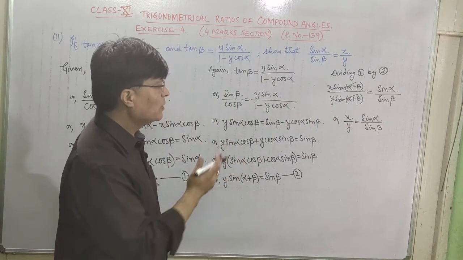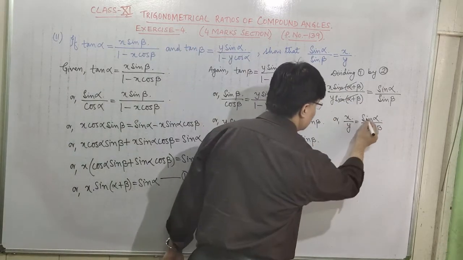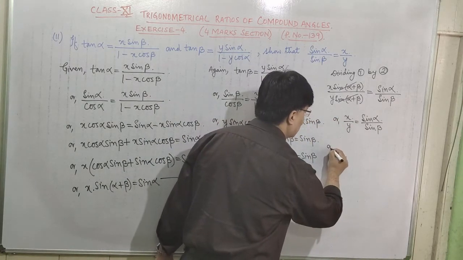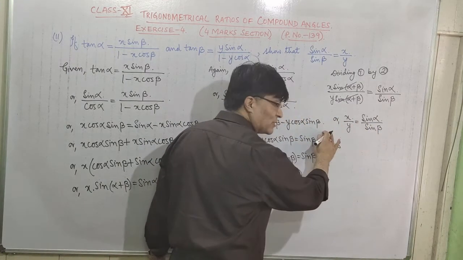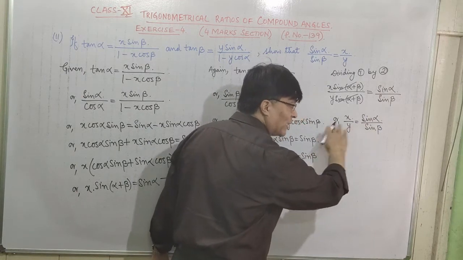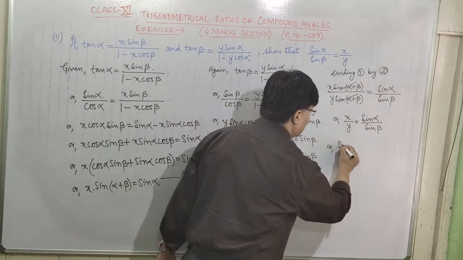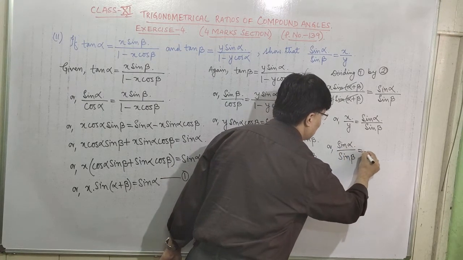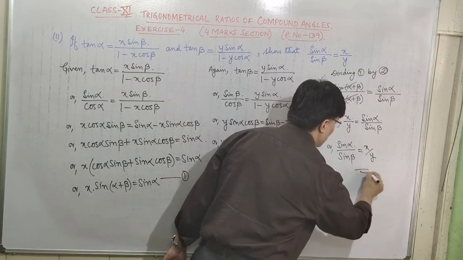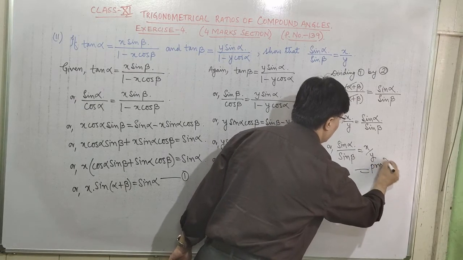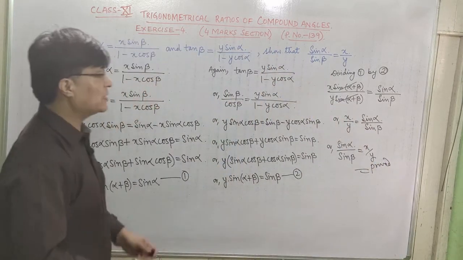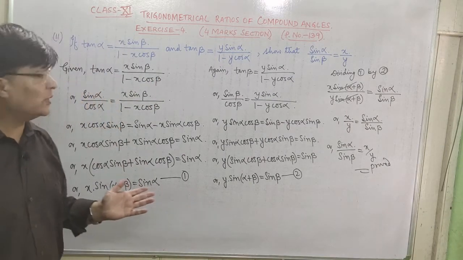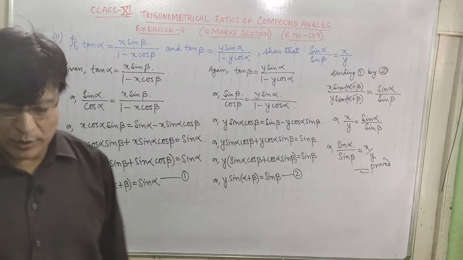So now you can change the side. Sine alpha by sine beta, take it to the left hand side, and x by y, take it to the right hand side. So you don't have to change the sign out here, isn't it? It will be minus sine alpha by sine beta is equal to minus x by y. Minus minus will be cancelled. So you will get sine alpha by sine beta is equal to x upon y. So it is proved. So I think you have understood it. So you can copy it. Now we'll do the next question.